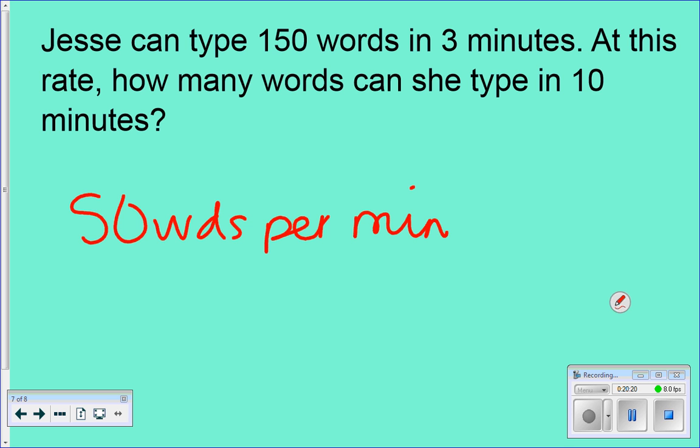That's a lot. How many words can you type per minute? 34. Something like that.